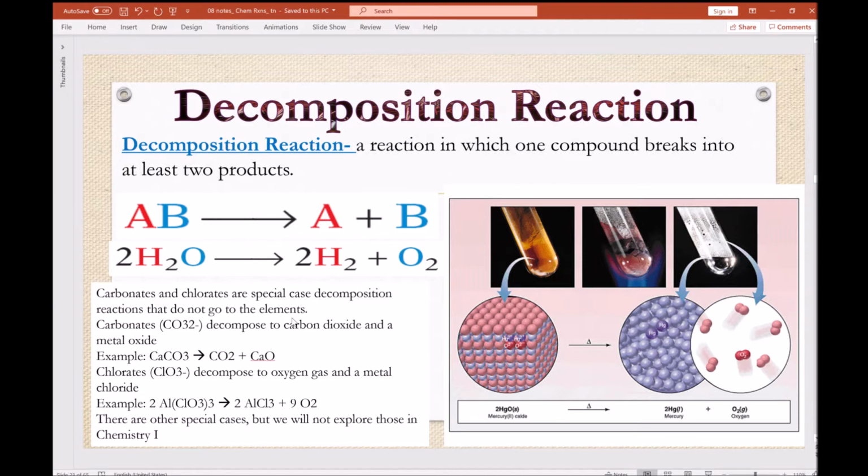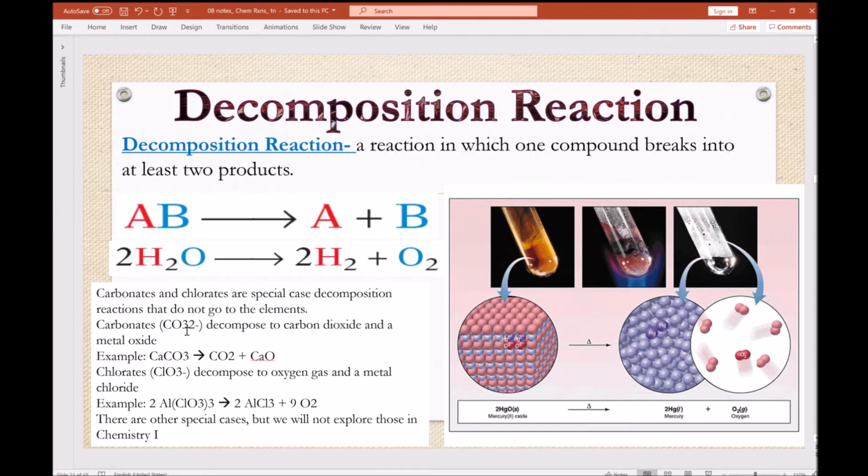The next is a decomposition reaction. In this one, you have one compound that breaks down into multiple substances, like compound AB decomposes into compounds or elements A and B. Water decomposes into hydrogen gas and oxygen gas. There are exceptions. Carbonates and chlorates don't break down into elements.